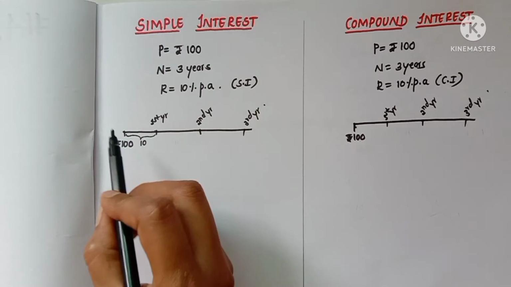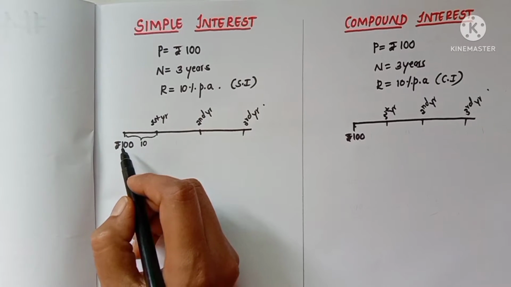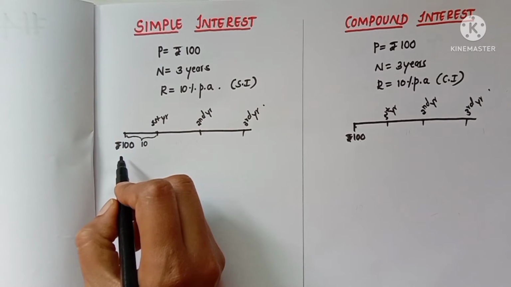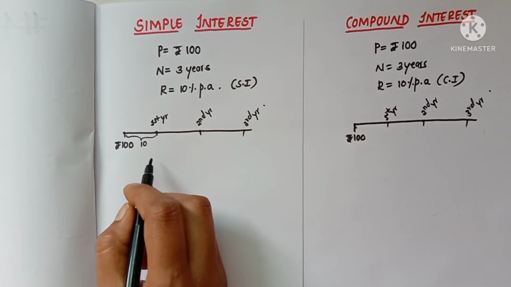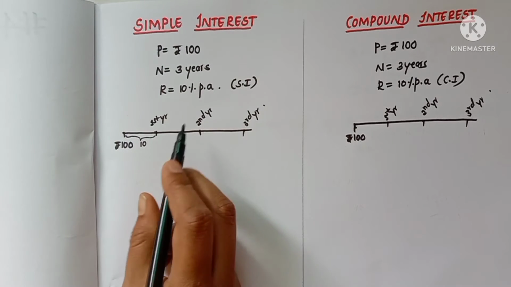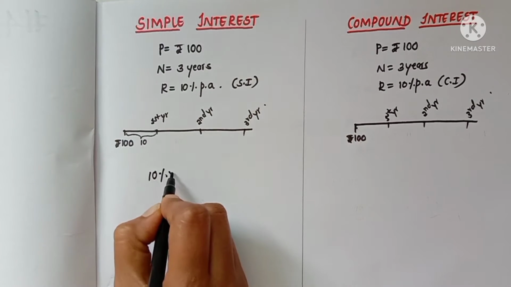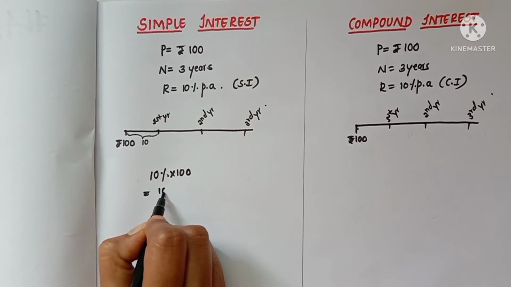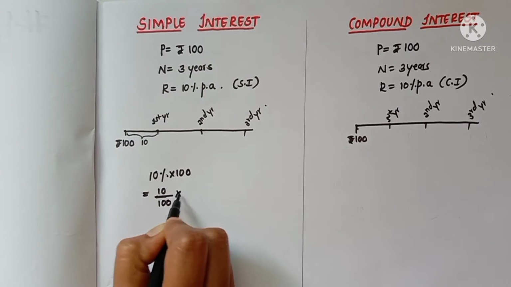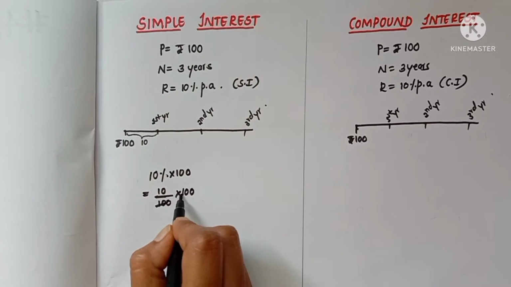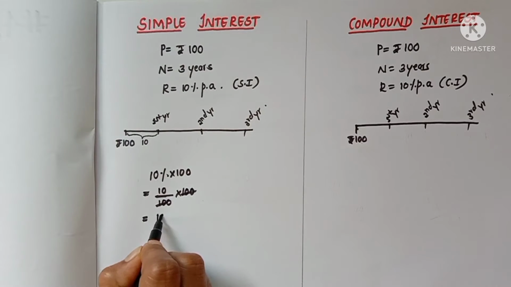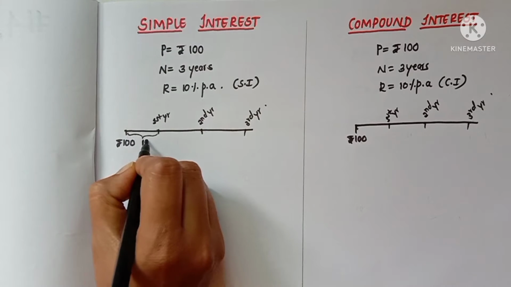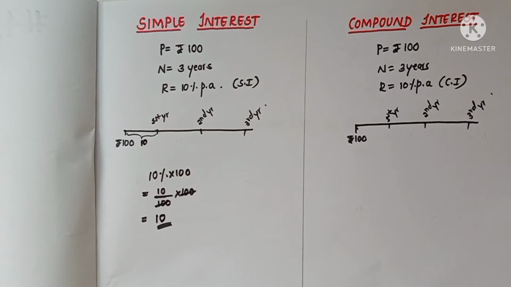In the first year, the principal amount is rupees 100. And the interest for this principal amount, let us calculate. That is 10%. 10% of the principal amount 100. So what is 10% of 100? 10 divided by 100 into 100. So 100 gets cancelled. Remaining is rupees 10. So the interest will be 10 for the first year.